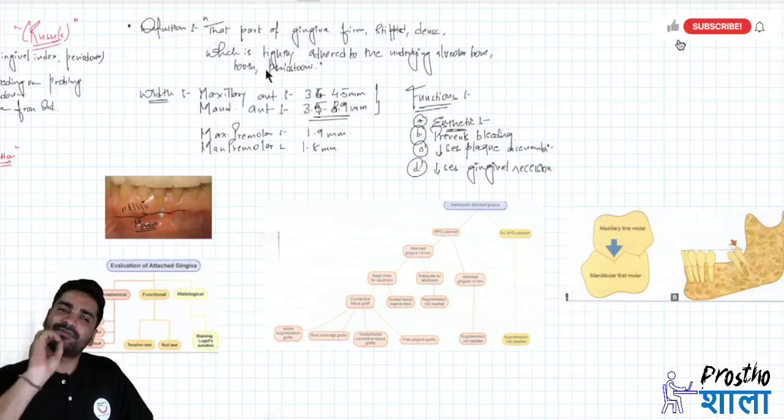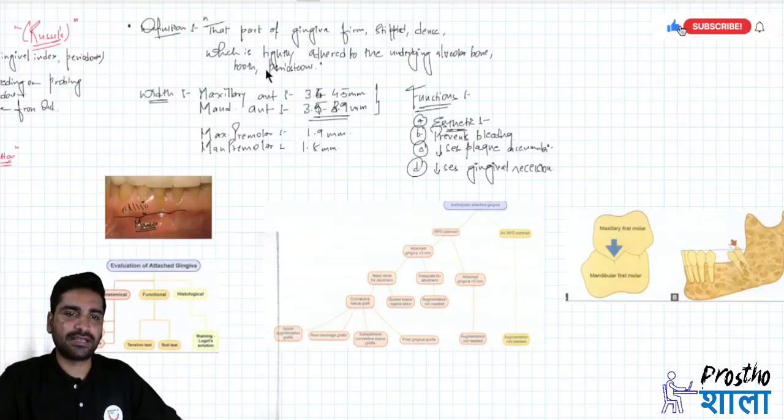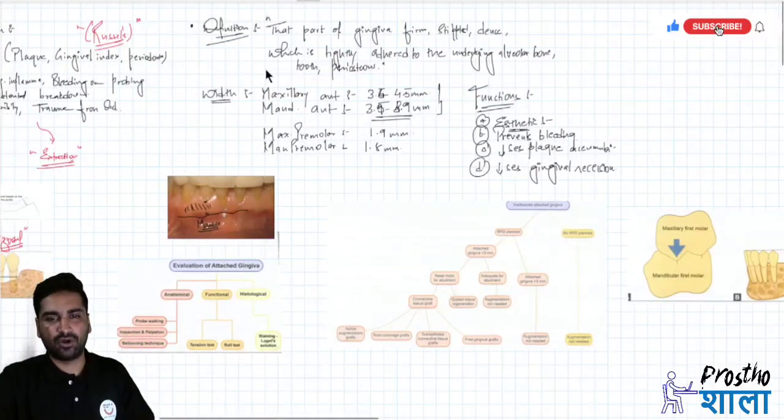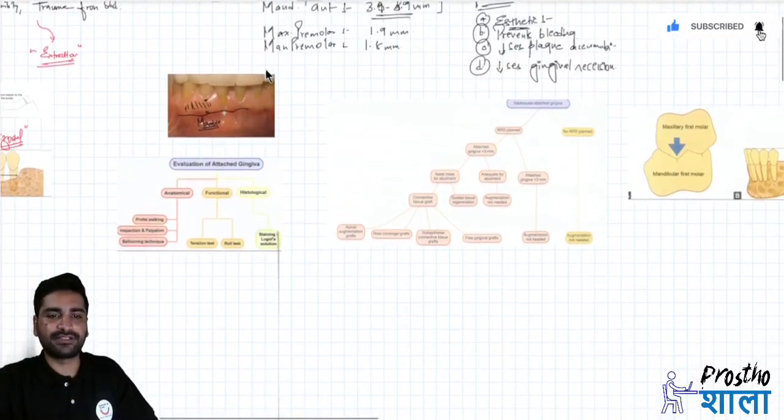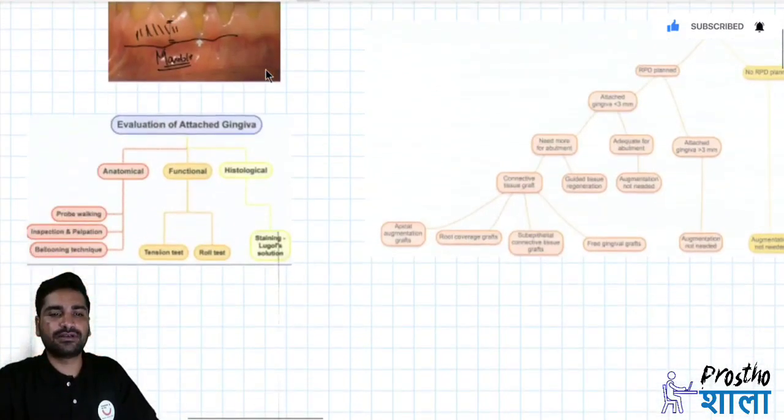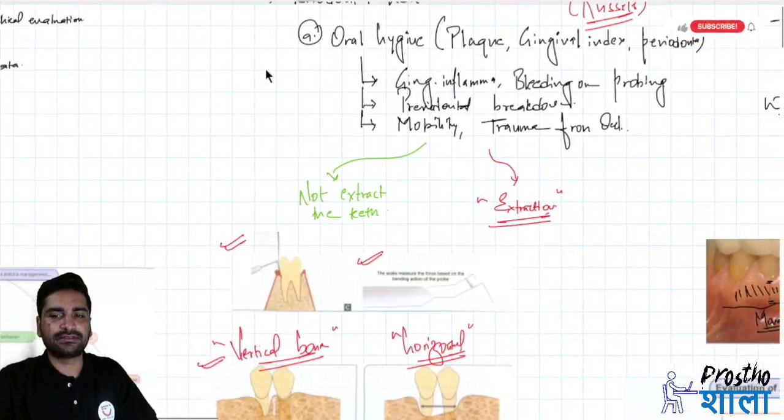So this was about the functions of attached gingiva, the width, the basic or the normal range of the width, and the functions and the definition. Now moving on to the various methods of evaluating the attached gingiva.